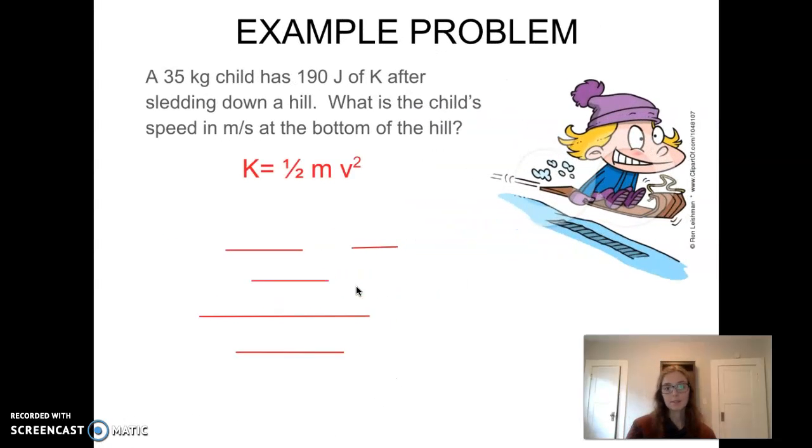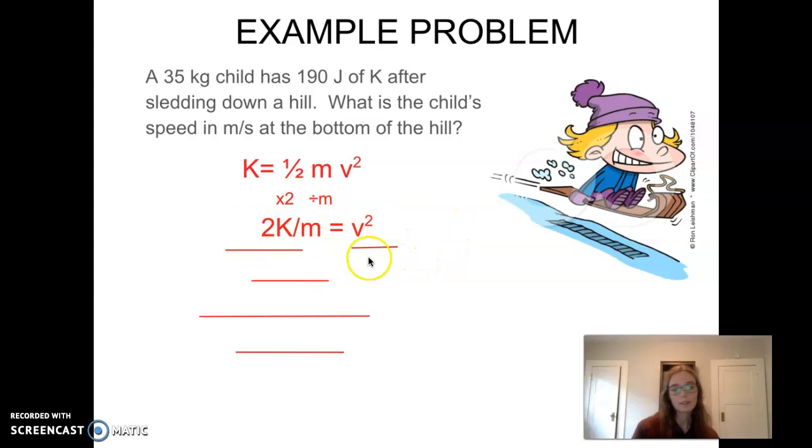Our next example is we have to solve. It says a 35 kilogram child has 190 joules of kinetic energy after sledding down a hill. What is the child's speed at the bottom of the hill? So we have to get v by itself. This is a bit tricky. In order to get v by itself, we can start by multiplying both sides by 2 to get rid of our half. And then we divide each side by m to get rid of our mass to get v squared by itself. Now this is not done. v is not by itself.